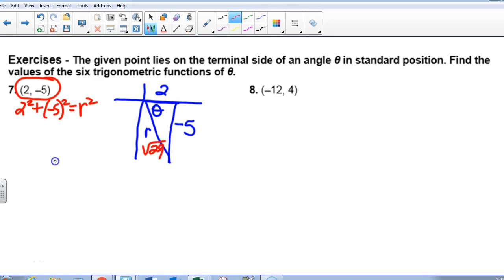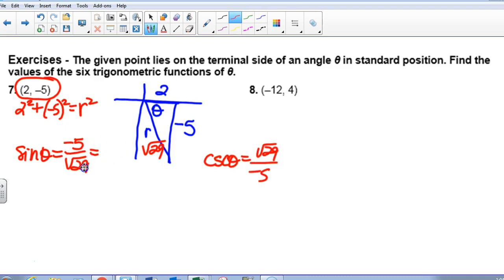Is everybody all right? All right, so quickly, sine is y over r, or opposite over hypotenuse, so negative 5 over square root of 29. I always write it down without rationalizing it the first time, and then I rationalize it because you do have to rationalize it, but it's easier to flip over for cosecant, isn't it, if I flip this one? Square root of 29 over negative 5. Okay, go back and rationalize it, multiply by square root of 29 over square root of 29, and it becomes what? Negative 5 square roots of 29 over 29. Isn't that lovely?